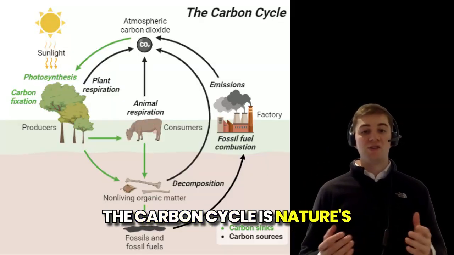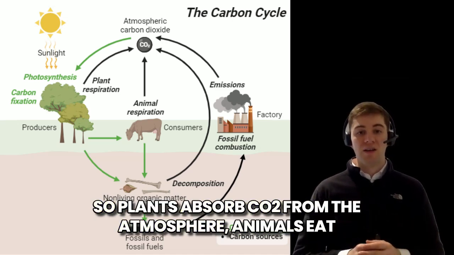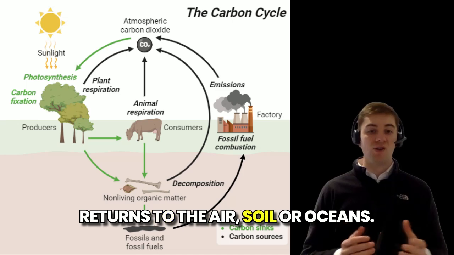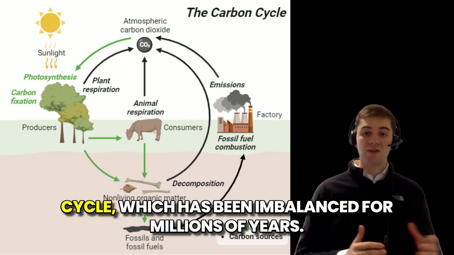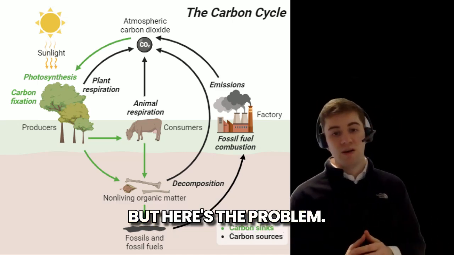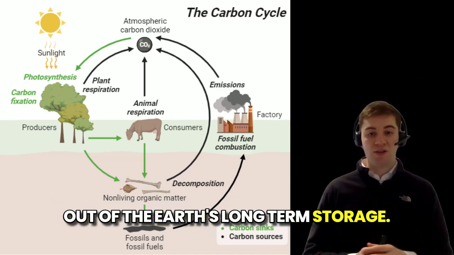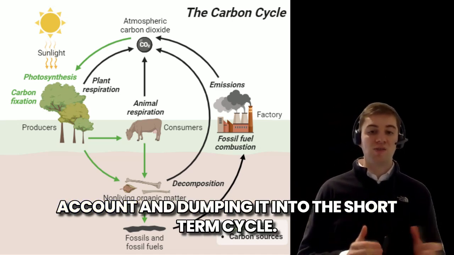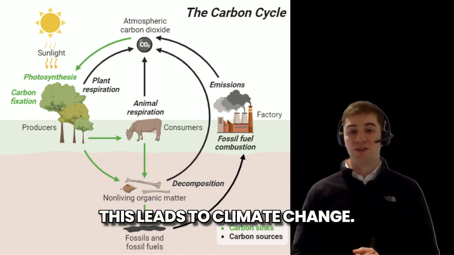The carbon cycle is nature's way of moving carbon around. So plants absorb CO2 from the atmosphere, animals eat plants, and when plants or animals die, their carbon returns to the air, soil, or oceans. This is part of the natural short-term carbon cycle, which has been in balance for millions of years. But here's the problem. When we burn fossil fuels, we're pulling carbon out of the Earth's long-term storage. So think of it like tapping into an ancient bank account and dumping it into the short-term cycle. This overloads the system, and this leads to climate change.